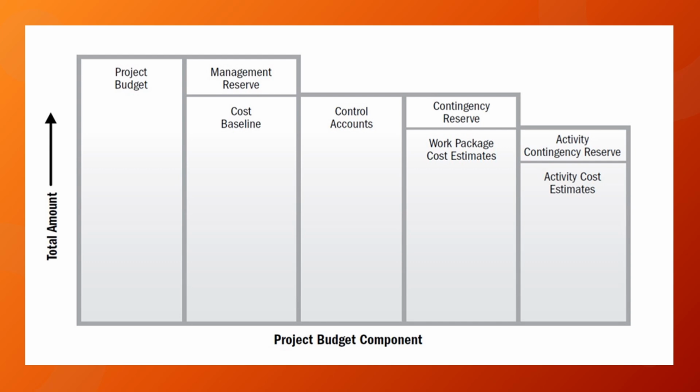Contingency reserves are utilized when the risks they are allocated for materialize. They help manage these risks without affecting the primary budget, thus safeguarding the overall financial stability of the project.